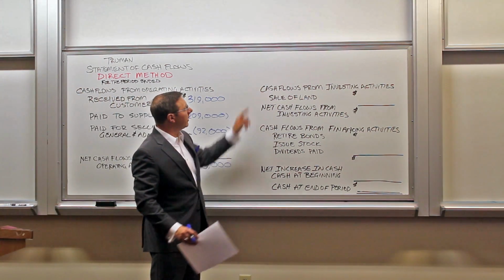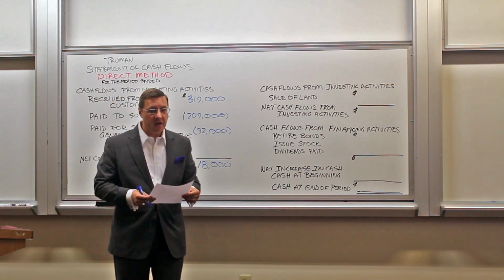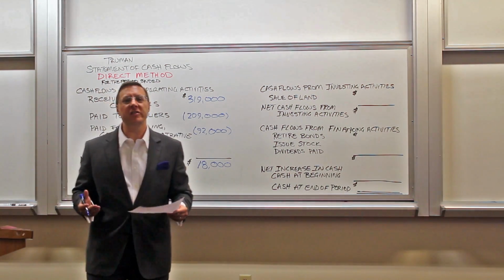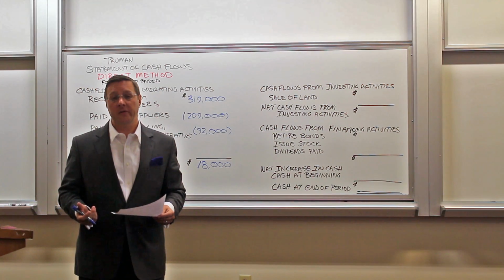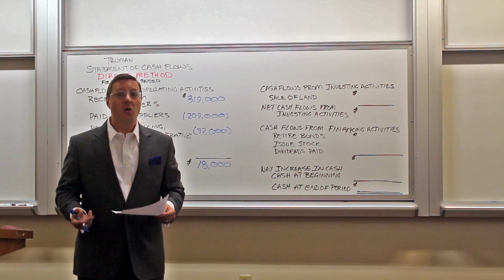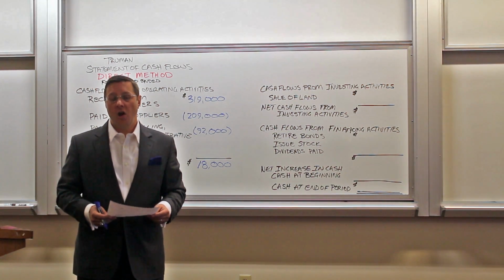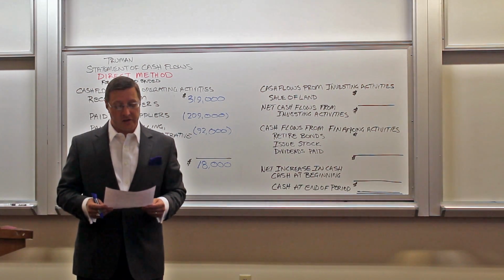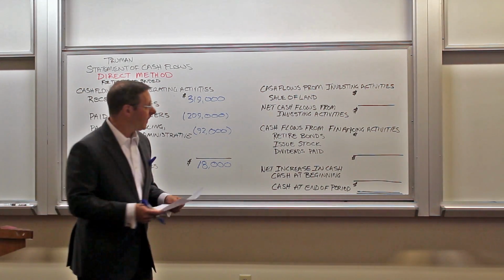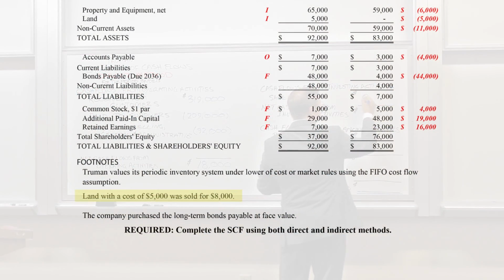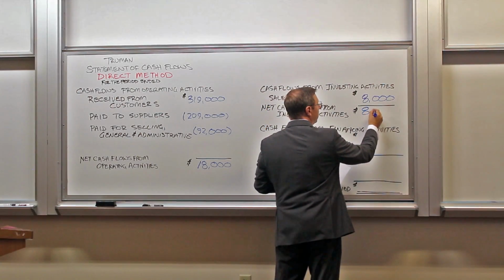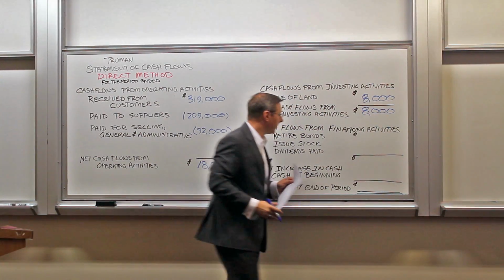Next, we move on to our cash flows from investing activities. This is where we would see changes in fixed assets, such as plant, property, and equipment, intangibles, or long-term investments. The only change is a sale of land, and that sale of land brought in a positive $8,000. That's our total for our cash flows from investing activities.